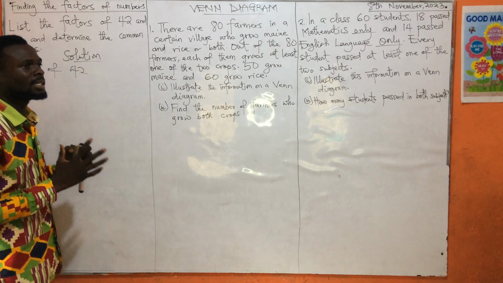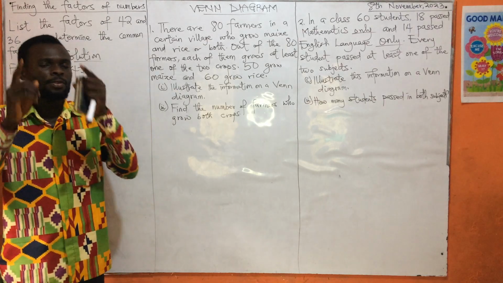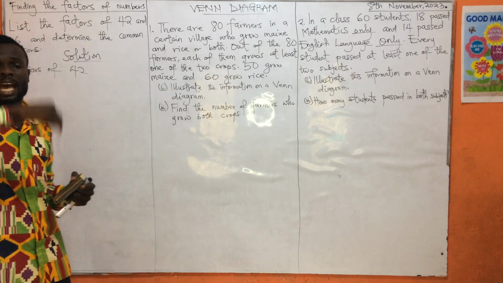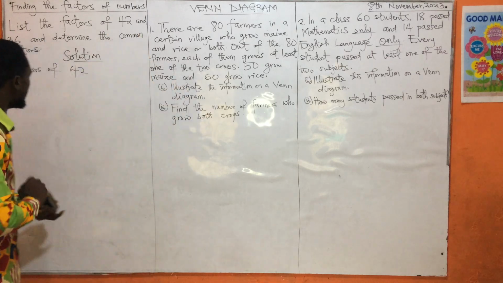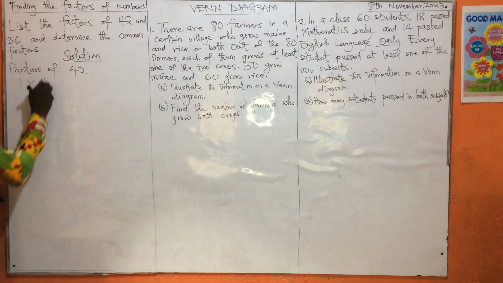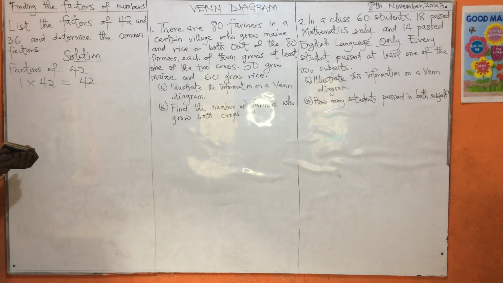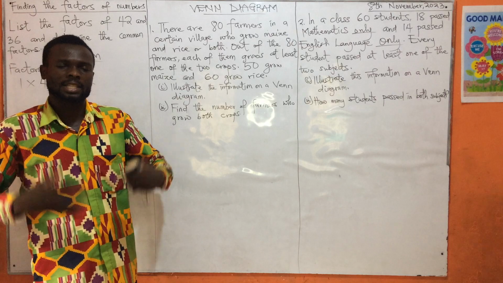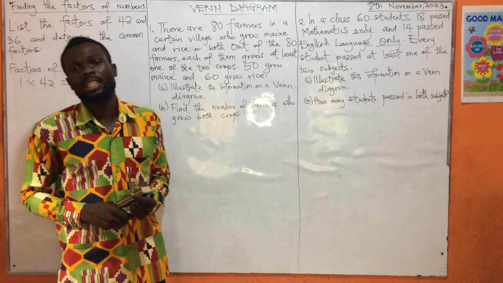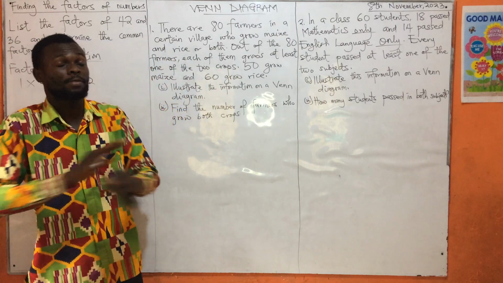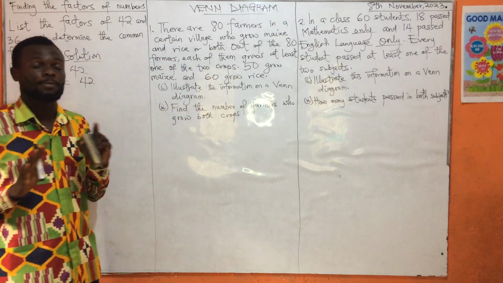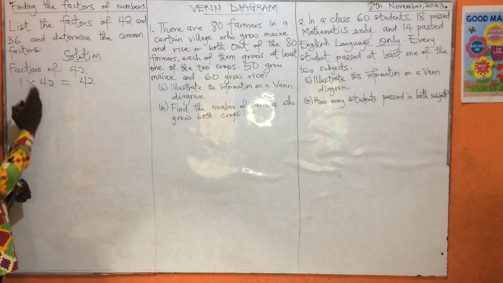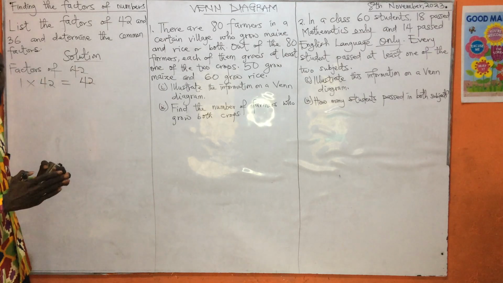We also concluded that 1 times the number itself gives you the number. So if I multiply 1 times 42, it gives me 42, which means that 1 is a factor of the number and the number is a factor of itself. So under factors, we say that 1 is a factor of every number, and the number is a factor of itself. So if 1 times 42 gives me 42, then the two numbers are factors of 42.